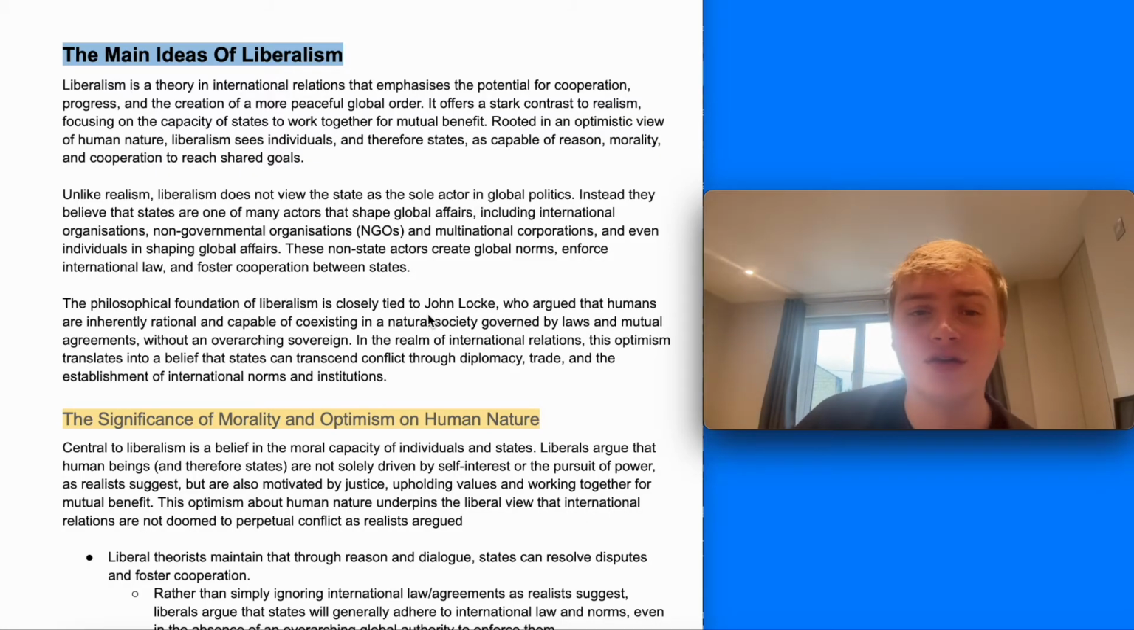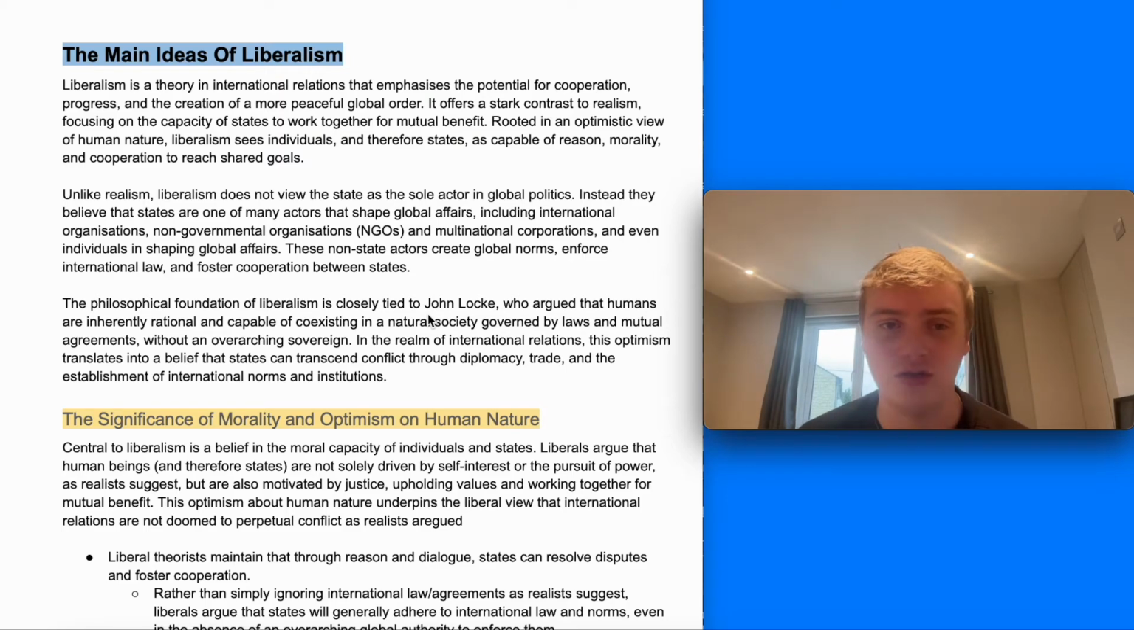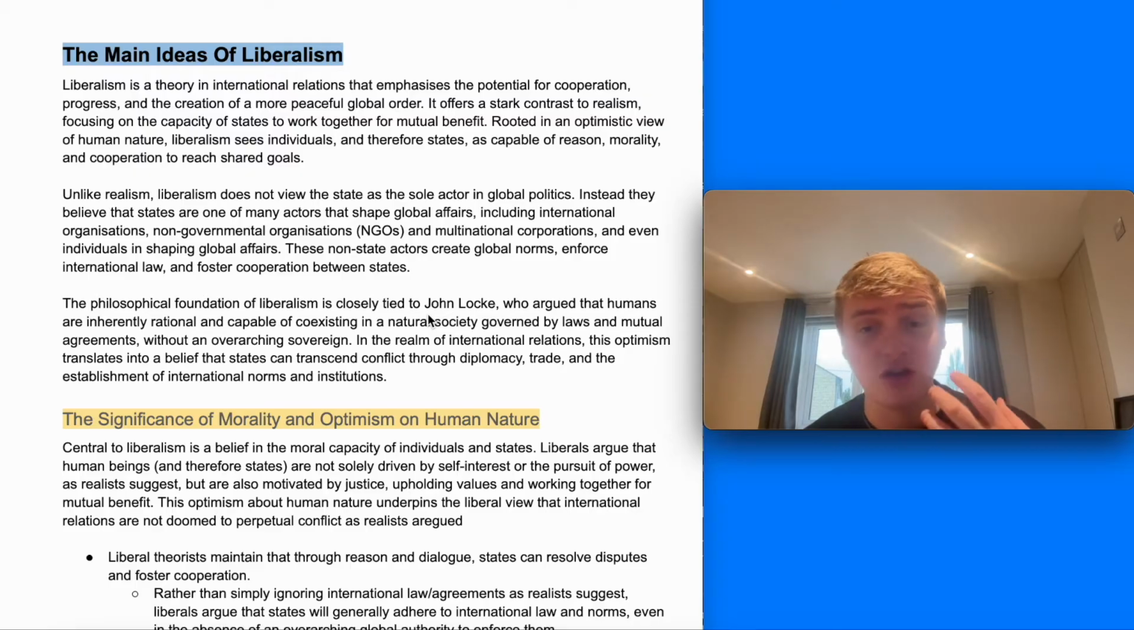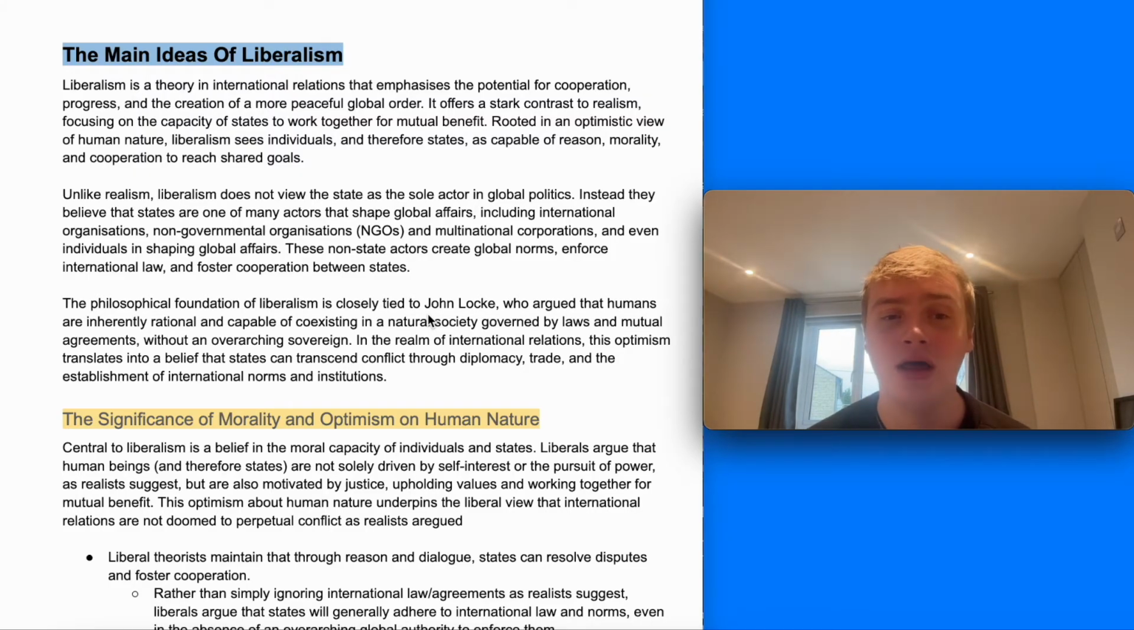Unlike realism, it doesn't view the state as the only important actor in global politics. Instead, it believes that states are one of many actors that shape global affairs, and really focuses on the importance of international organisations, non-governmental organisations, and multinational corporations in shaping global politics. These non-state actors can play an important role in creating global norms, enforcing international law, and fostering cooperation between states.